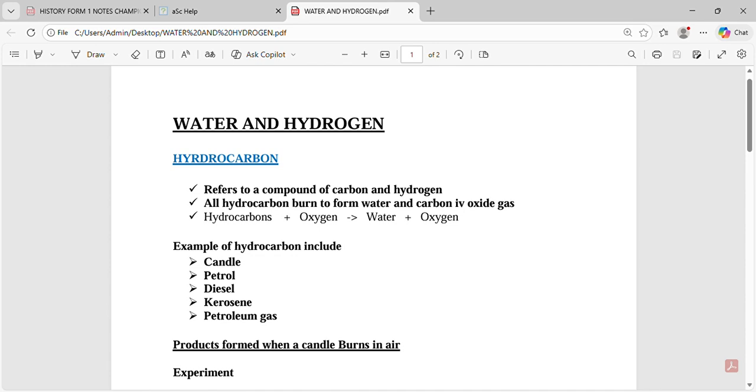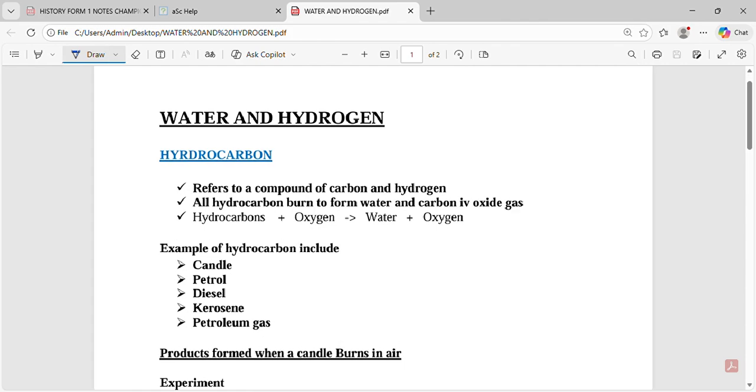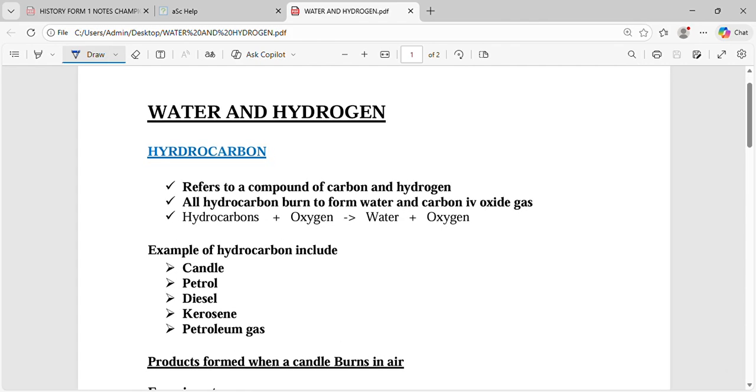Number one, this topic tries to explain the chemical sources of water. The chemical source of water is hydrocarbon. You must know the definition of hydrocarbon. Hydrocarbons are compounds of carbon and hydrogen. Hydrocarbon is a compound of carbon and hydrogen. This is a definition that is mostly set.